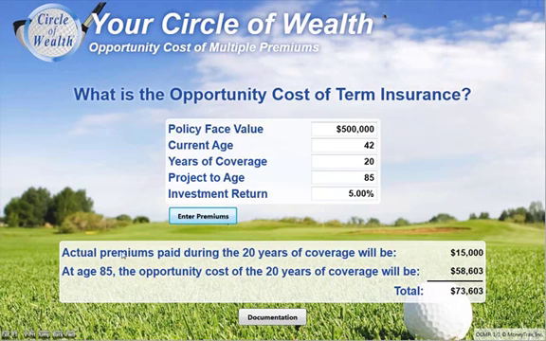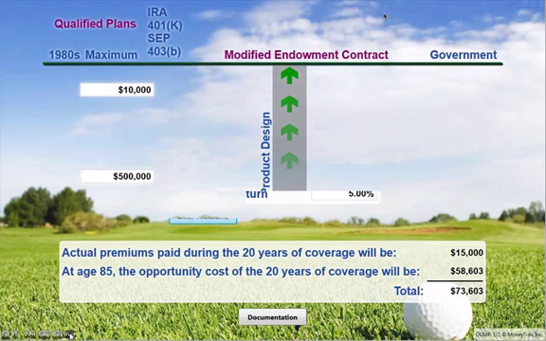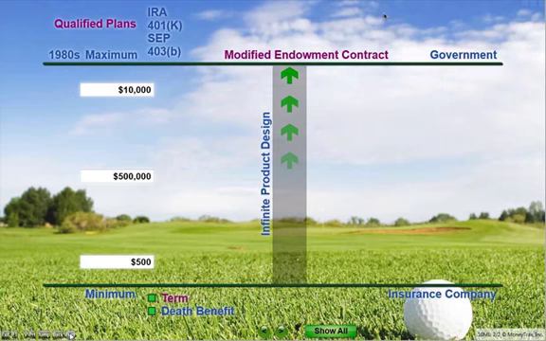So by the time that you have purchased 20 years of coverage, at age 85, that opportunity cost on those premiums is $73,608, meaning you've paid $15,000 in actual premium, but you've lost $73,000 in opportunity cost. Now, most term policies don't ever pay out. About 1% of term policies pay out.